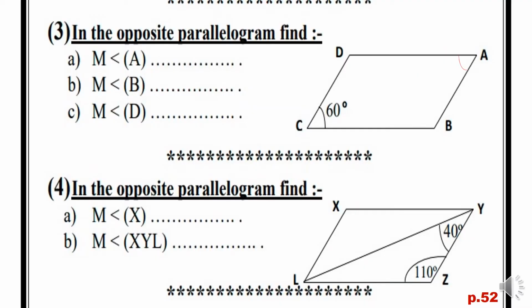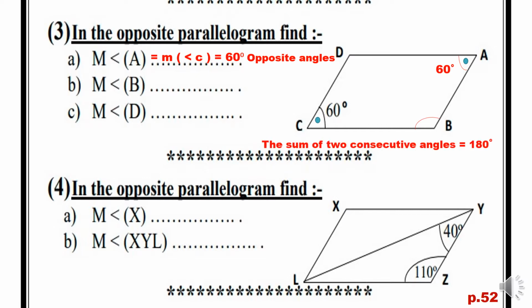Number 3, in the opposite parallelogram ABCD, find measure angle A. Measure angle A equals the measure of angle C. They are opposite angles, so each two opposite angles of the parallelogram are equal in measure. So in letter A, measure angle A equals measure of angle C equals 60 degrees, as they are opposite angles. In letter B, measure angle B.